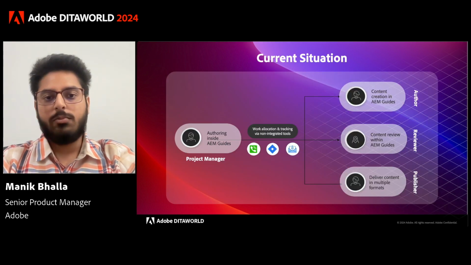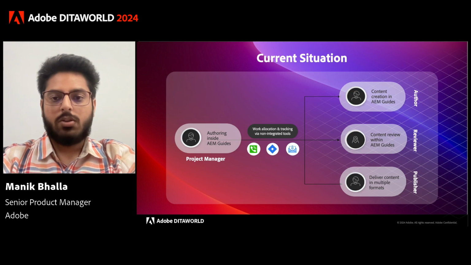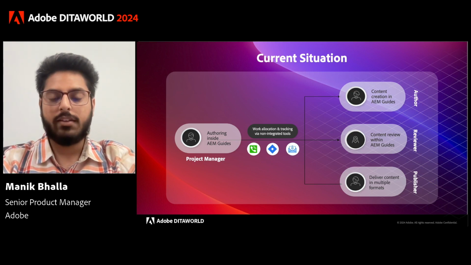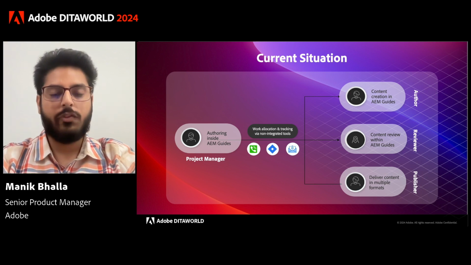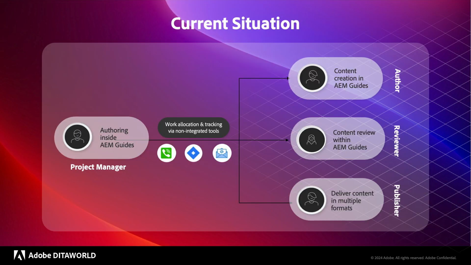So yeah, let's move on to the current situation now. So in this slide, you see, we are talking about 4 key personas who are existing in the AEM Guide ecosystem. The first and the most important persona over here is a project manager persona. So this is a user who basically plans, allocates and tracks the work in order to ensure that the project which this project manager is responsible for is getting executed in a timely manner. His responsibilities include allocation of the work to various different users in the AEM Guides ecosystem.